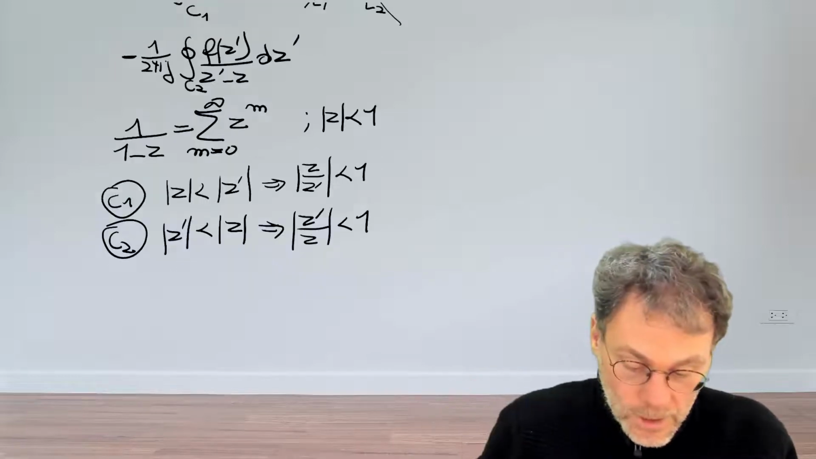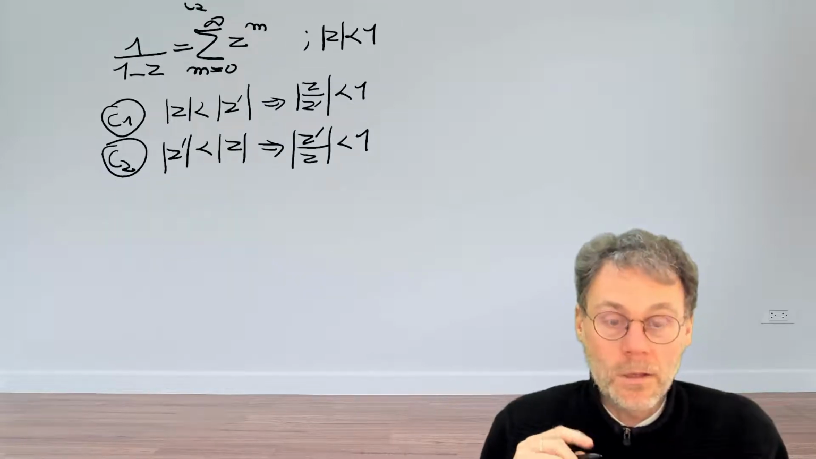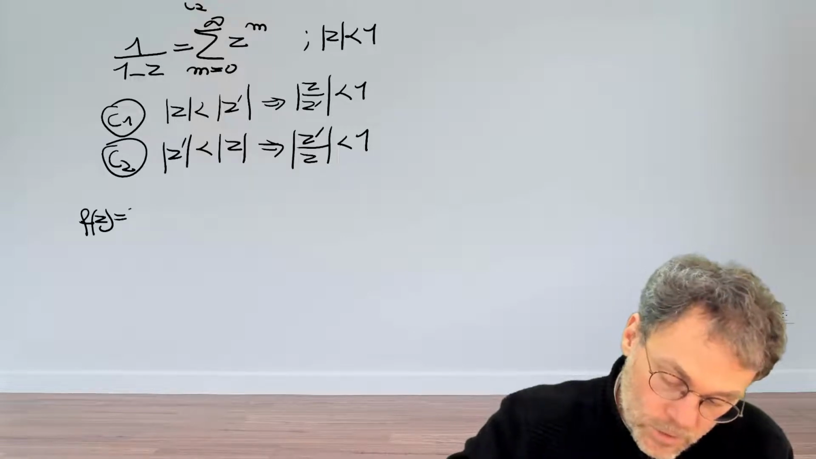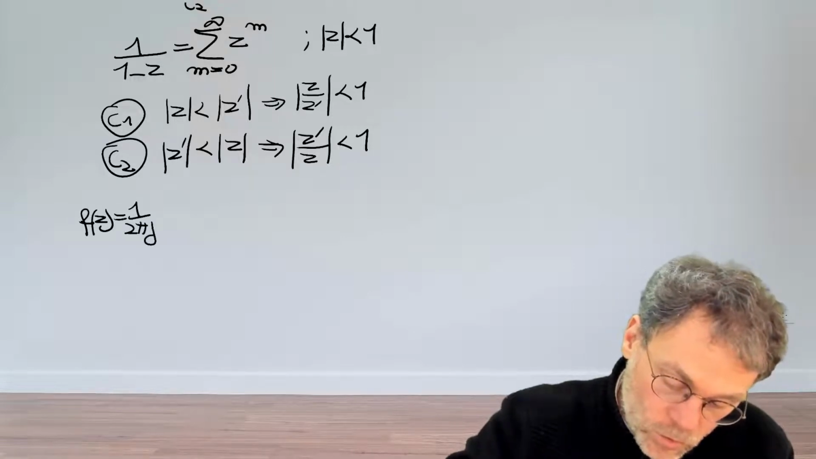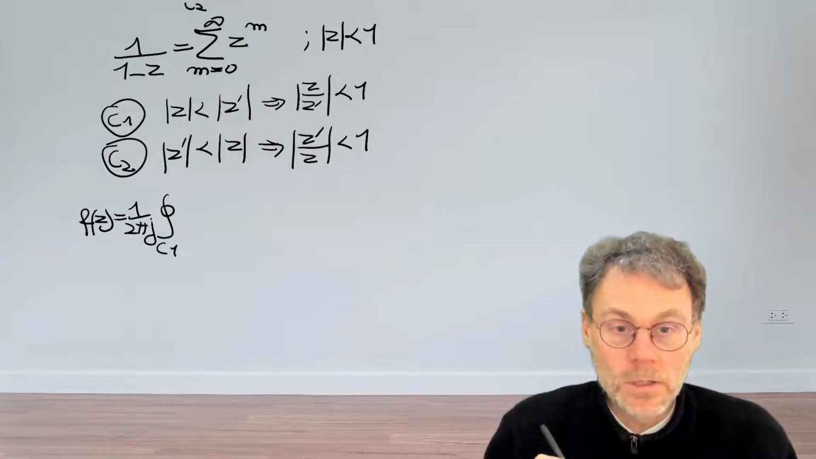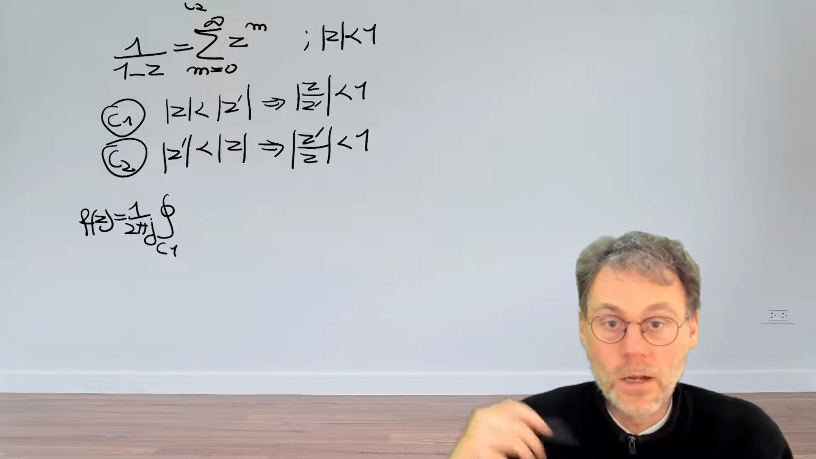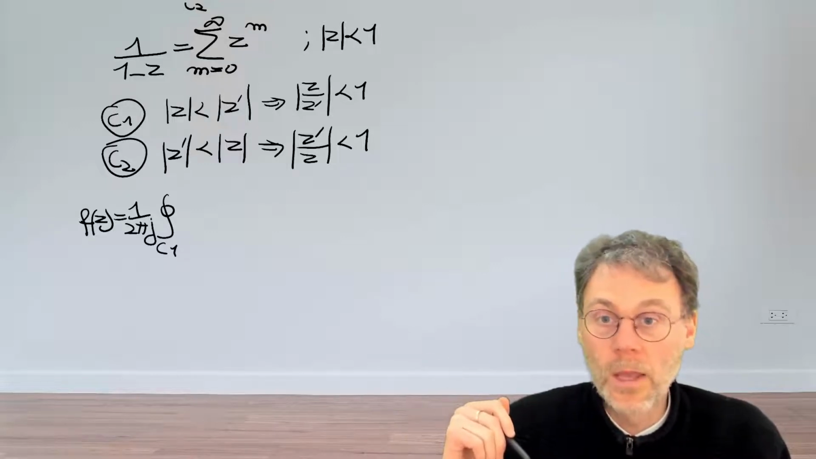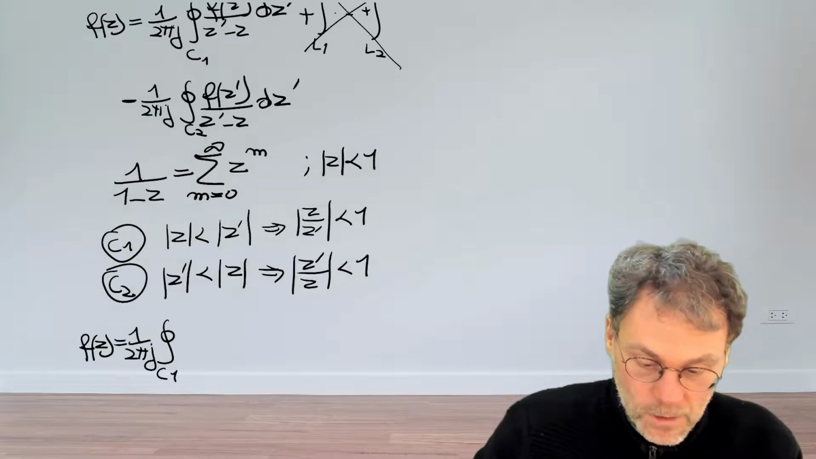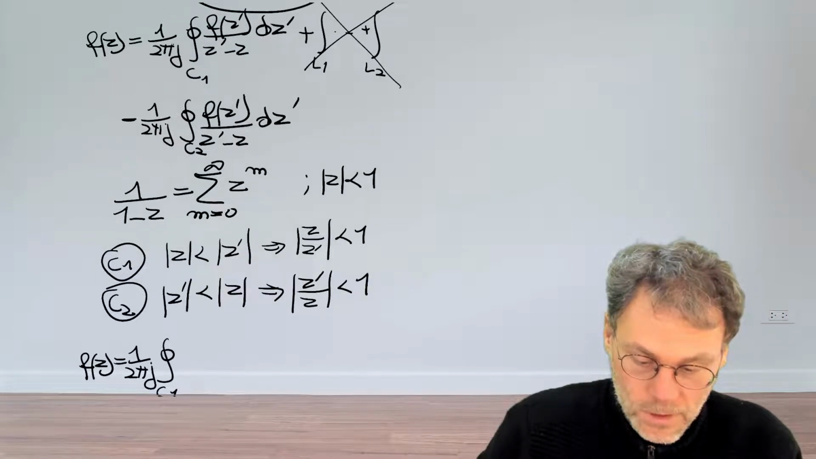Okay, now that we know that, we can get to work. We can say that our function f of z is going to be 1 over 2 pi j times the integral over C1, after taking the limits of L1 and L2 becoming infinitely close together. And let me see if I can bring them both together on the same screen.